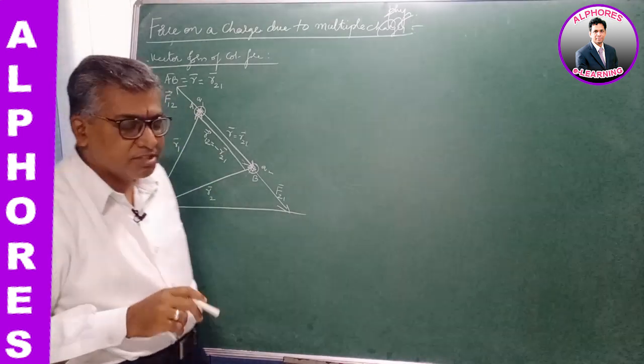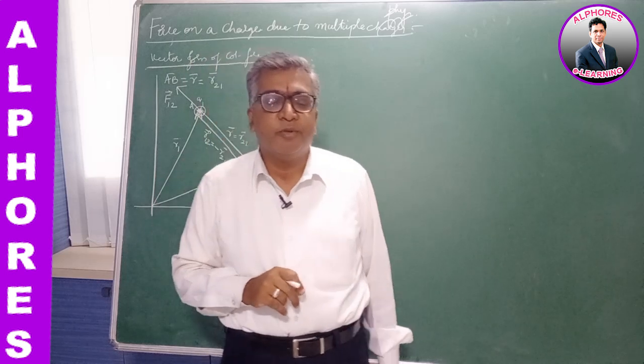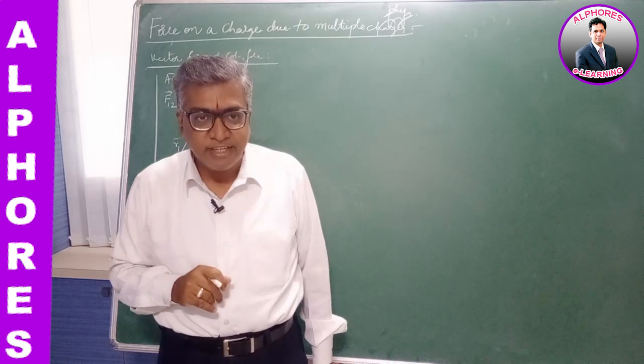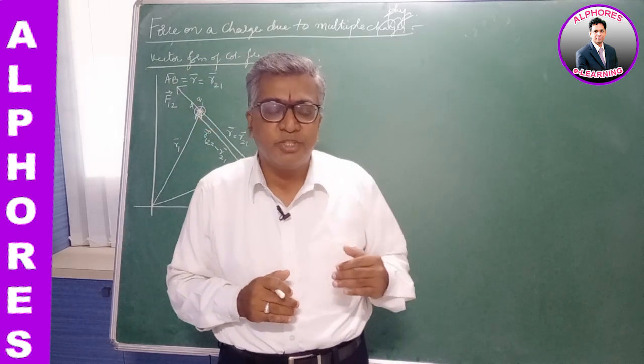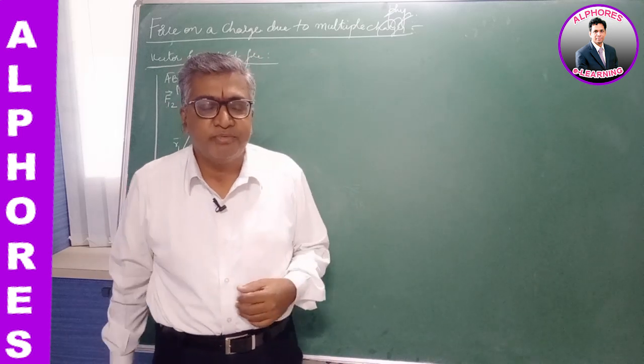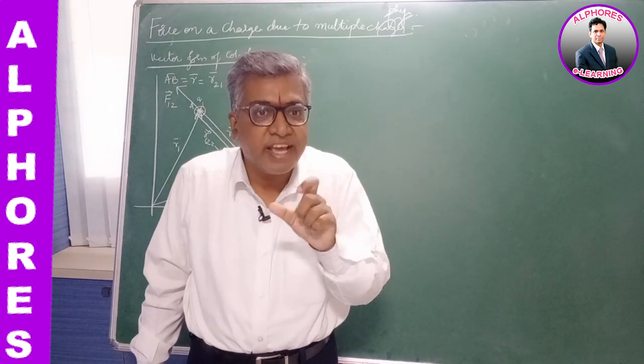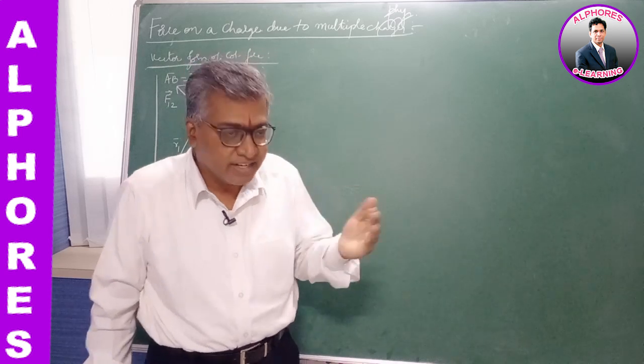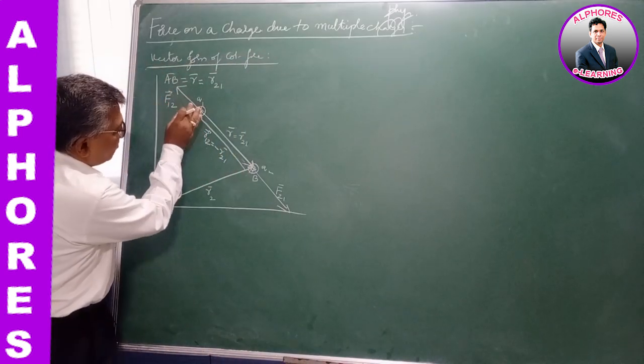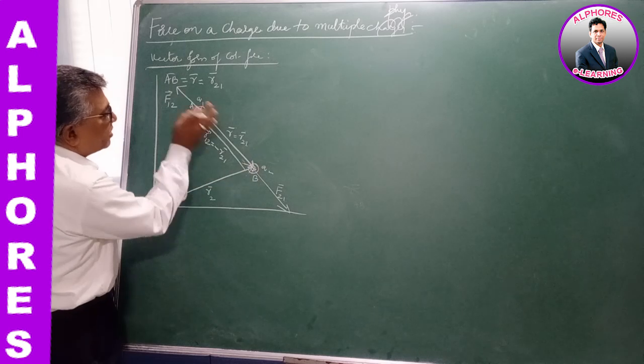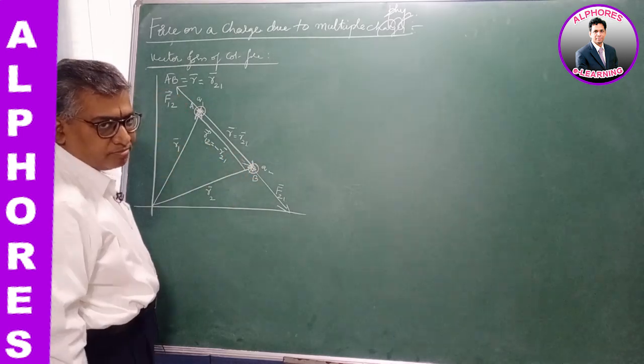I was telling you, Coulomb's law obeys Newton's third law. Even Newton's law of gravitation obeys Newton's third law. Both are mutual forces, action reaction pairs. So the force applied by the first on the second and the force applied by the second on the first are equal and opposite.